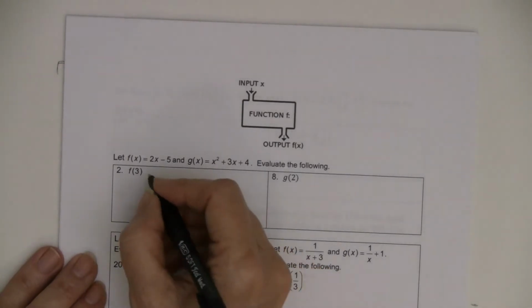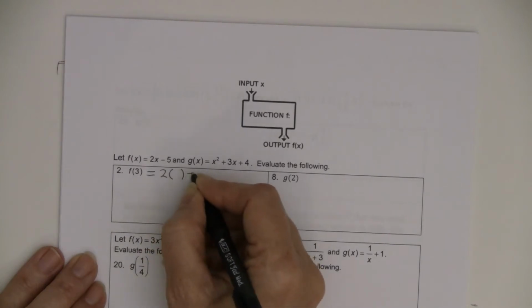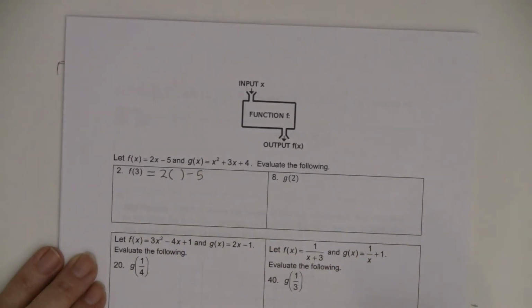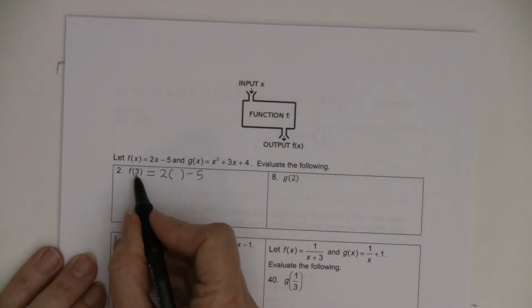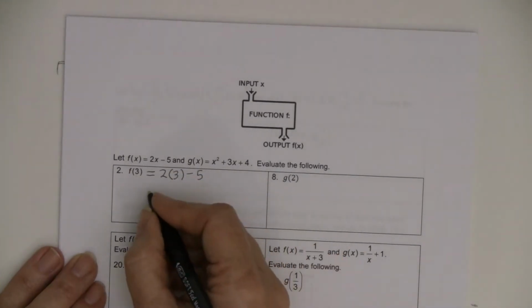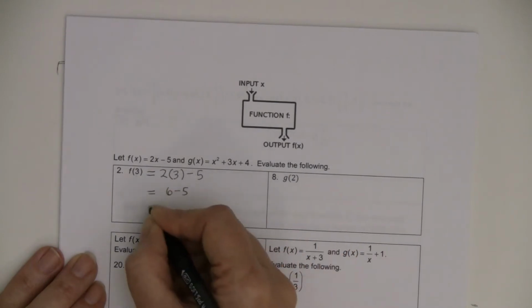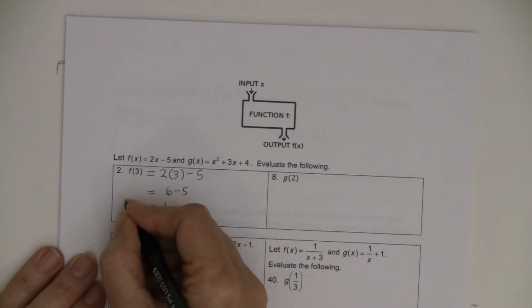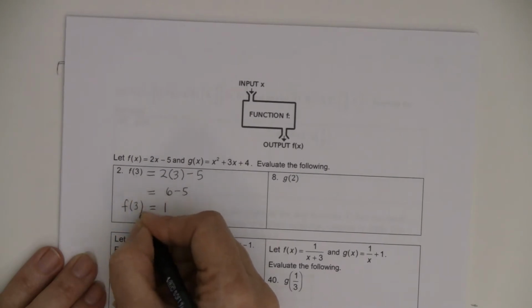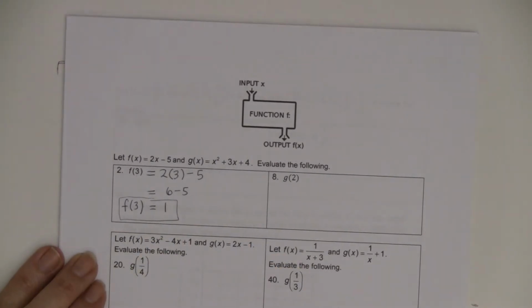So we're going to replace in there 2 times x, I'm putting parentheses for x, minus 5. And what we're going to put inside those parentheses is the input they're saying we want to use, 3. They're saying our x is 3. So we put in 3 there, and then we just do the arithmetic. 2 times 3 is 6, minus 5 is 1. The whole thing together would look like this: f at 3 equals 1. In the back of the book, since they asked what is f at 3, they'll just say 1.